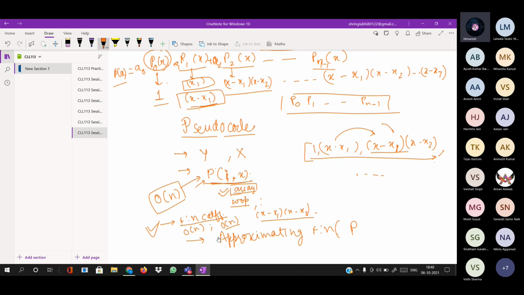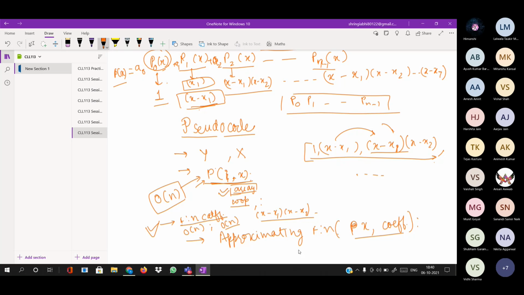Yes, sir. So once we have the coefficients, then we are writing the approximating function. We are taking only x as input and whatever the coefficient array is there, we are taking that as input.